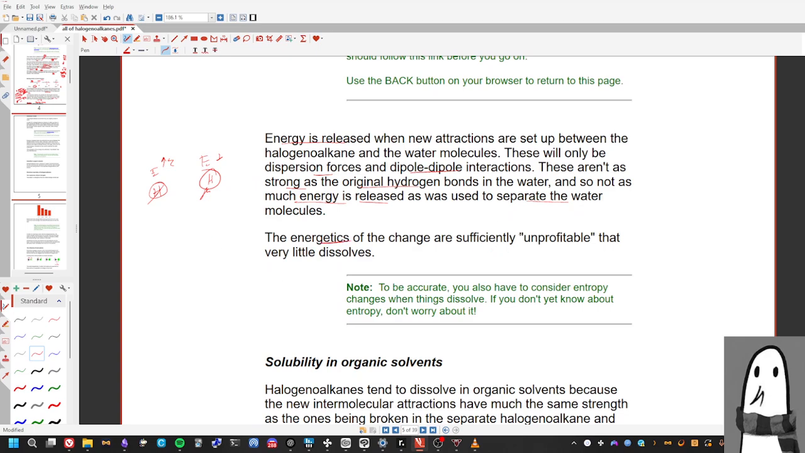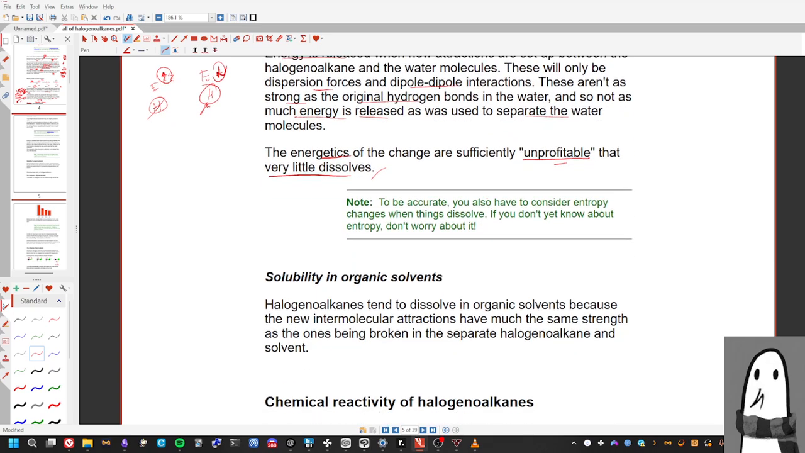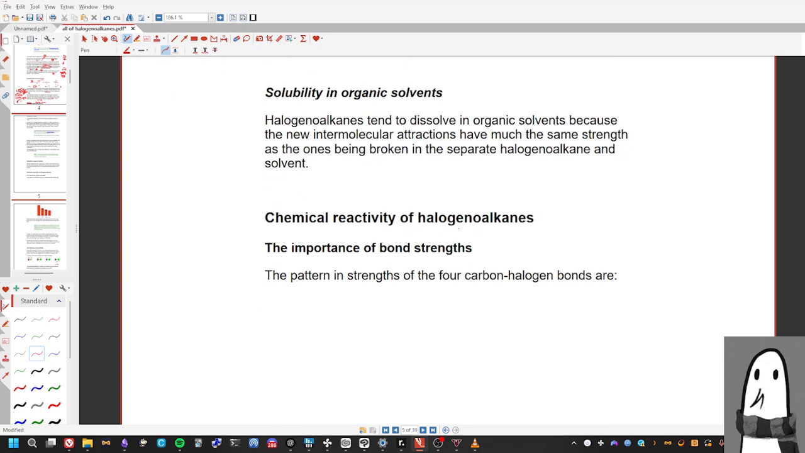So the energetics is sufficiently, quote unquote, unprofitable, so very little dissolves. Again, you're putting in a lot of energy and not getting that much energy out. It's unprofitable, and so it doesn't happen that much. There's also stuff regarding entropy, but of course we don't know that, so we're not going to talk about it.